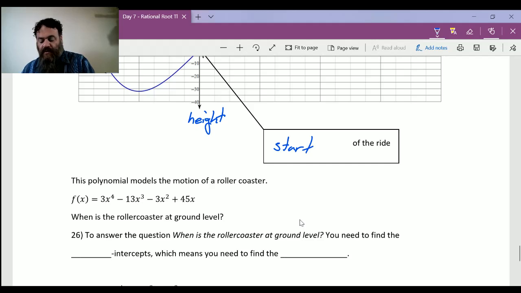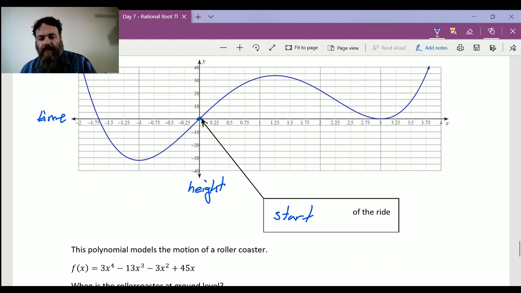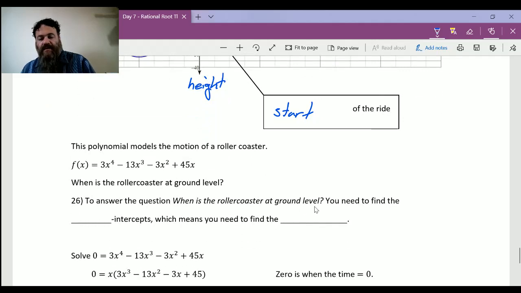Okay, so when is the roller coaster on ground level? Well, we know it's going to be on ground level here, and it's going to be on ground level here. And because we're dealing with an equation, it's also on ground level here, but this has no meaning for us because that's before the ride even started. To answer the question, when it's ground level, you need to find the x-intercepts, which means you need to find the zeros or roots. All right, here we go.